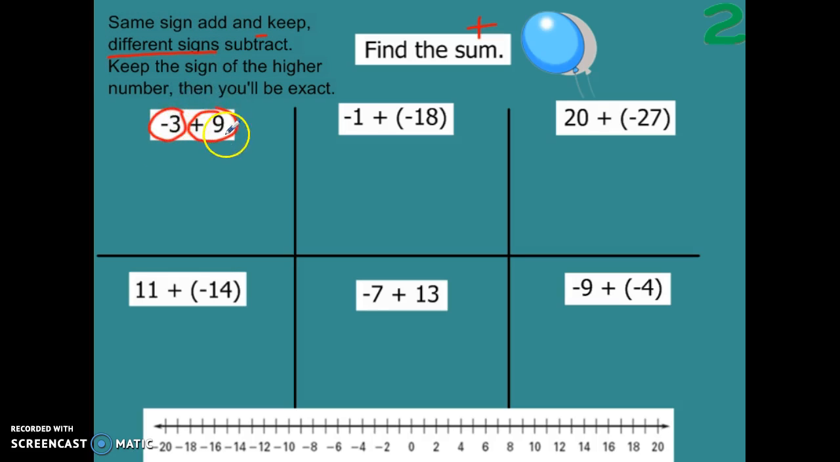Biggest number minus the smallest, 9 minus 3 is going to give us 6. And then keep the sign of the higher number. There's more positives, so our answer is a positive. You don't need to put the plus, but it might help you.